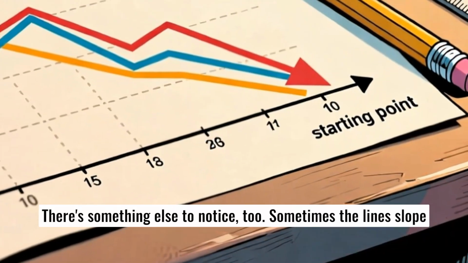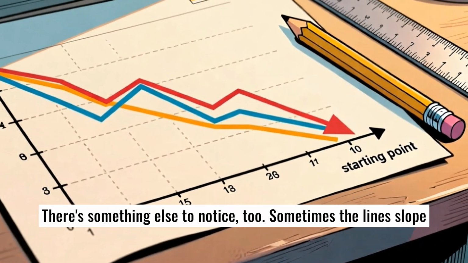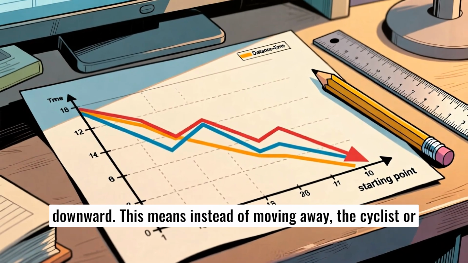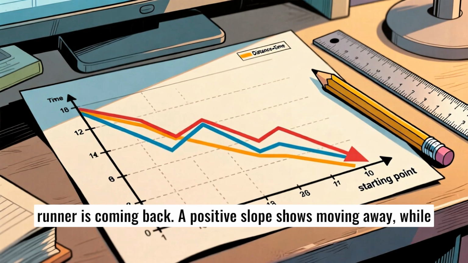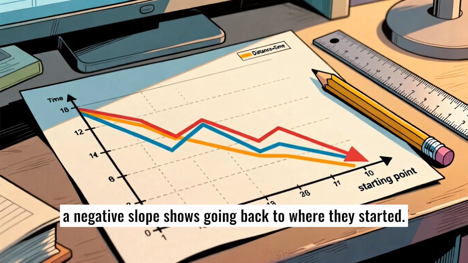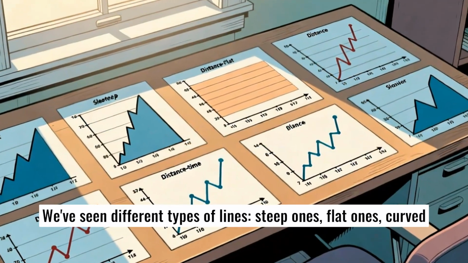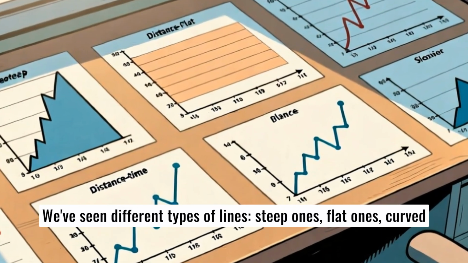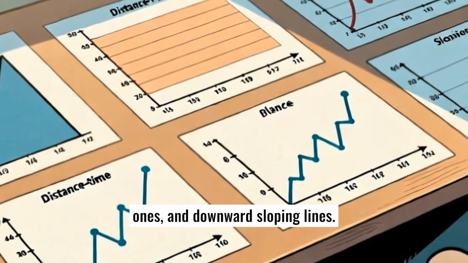There's something else to notice, too. Sometimes the lines slope downward. This means instead of moving away, the cyclist or runner is coming back. A positive slope shows moving away, while a negative slope shows going back to where they started. We've seen different types of lines: steep ones, flat ones, curved ones, and downward sloping lines.